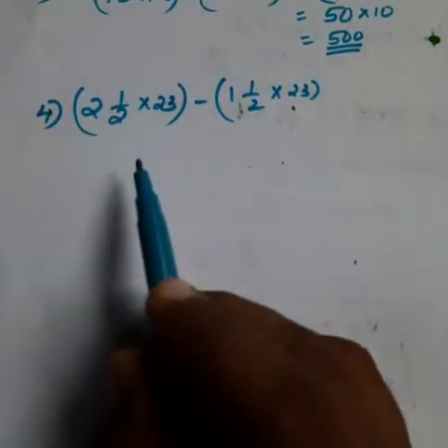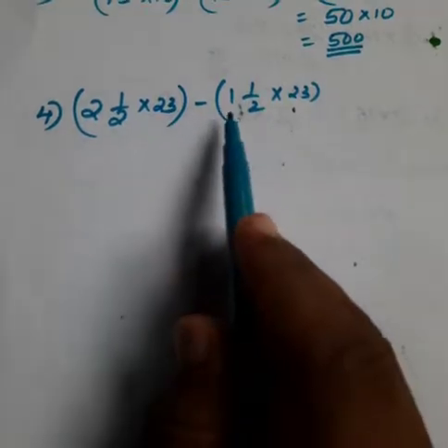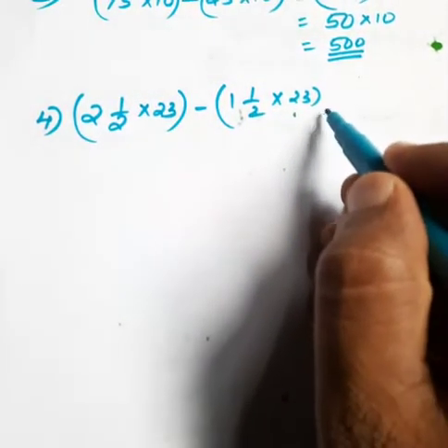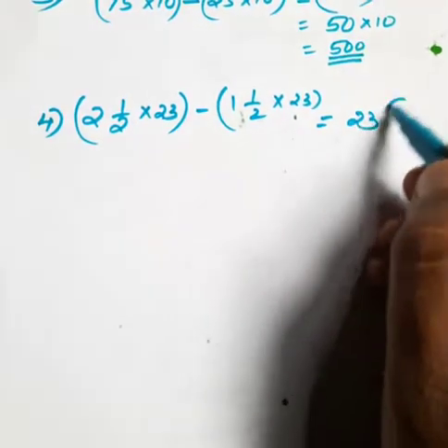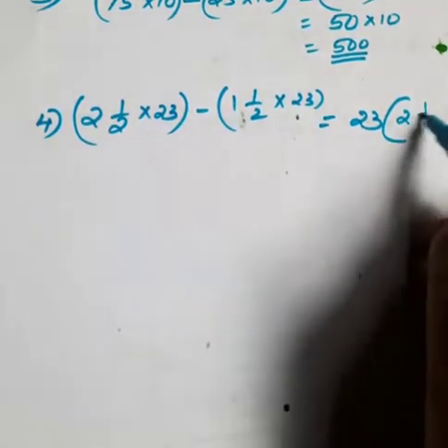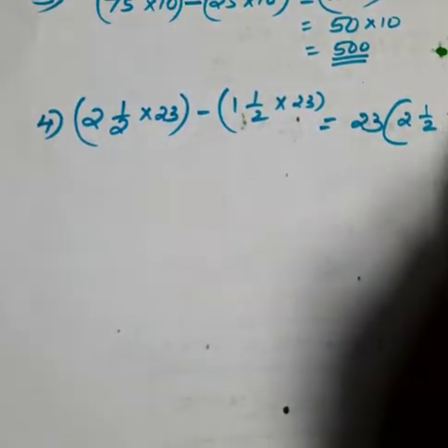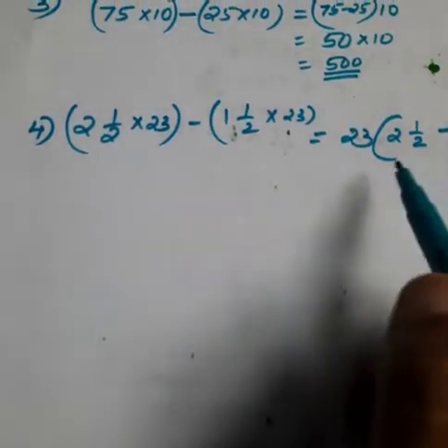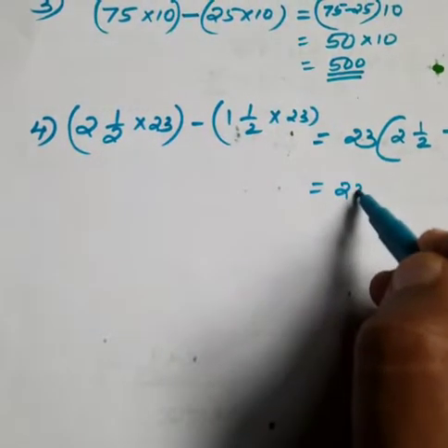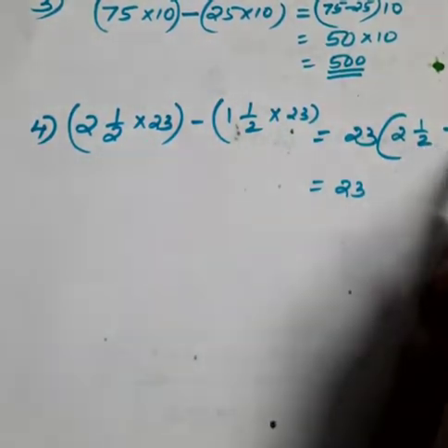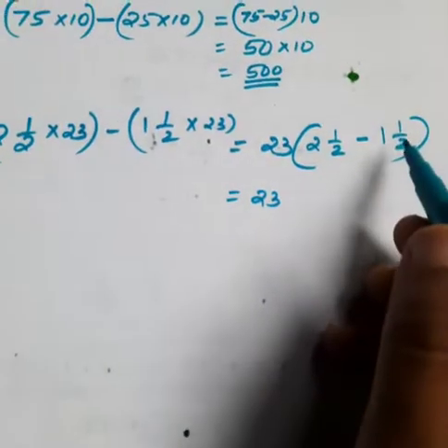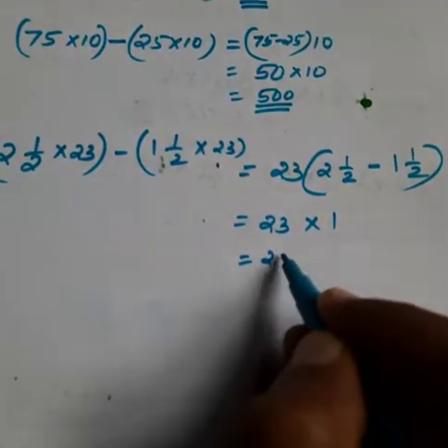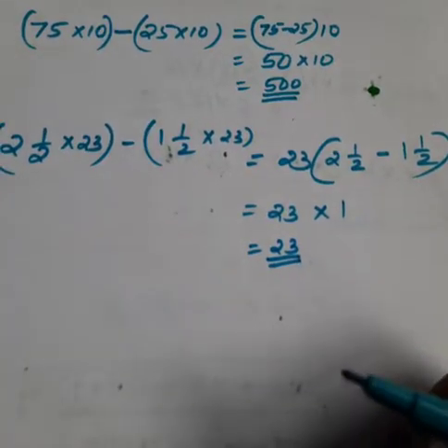Next one, 2 1 by 2 into 23 minus 1 1 by 2 into 23. Here 23 is common. So 23 into 2 1 by 2 minus 1 1 by 2. So it is 23 into 2 1 by 2 minus 1 1 by 2. How much? It is 1. So the answer you are getting is 23.